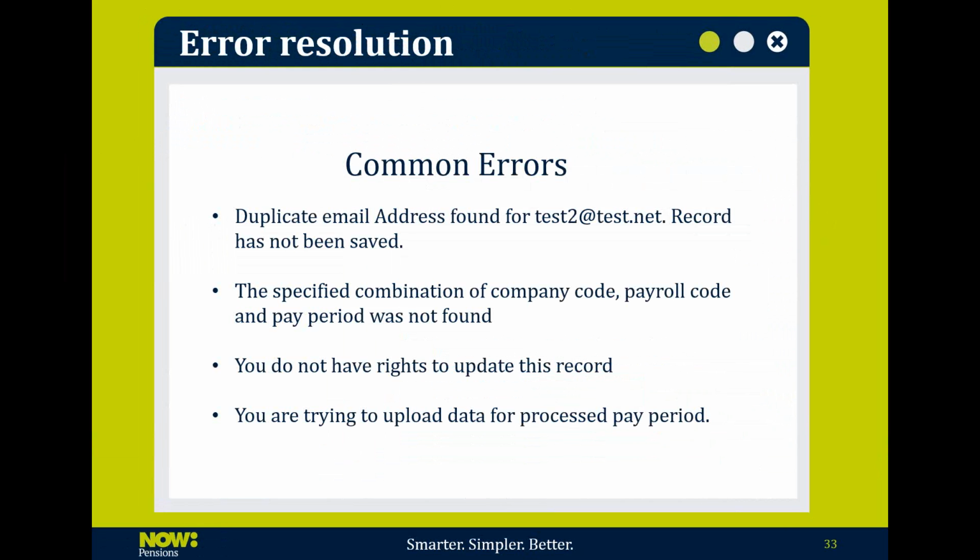The current slide shows you what our 4 most common errors are. Duplicate email address. This means there is a record on your portal that already has that email address. Now, this may be as simple as a husband and wife using the same email address, but more often than not, it could be due to a leaver who has returned and has the same email address.